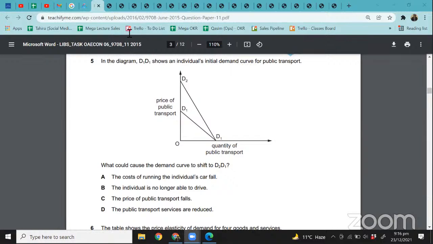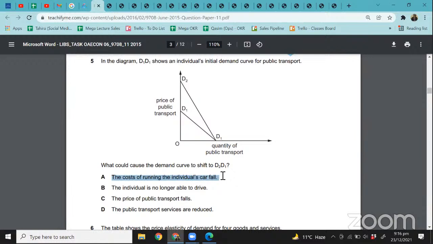It should be B because, students, think about this. C will not cause a shift. It will just cause movement along the curve, right? When the price of the good changes, it causes movement along the curve. Why is A incorrect? The cost of running individual cars falls, right?